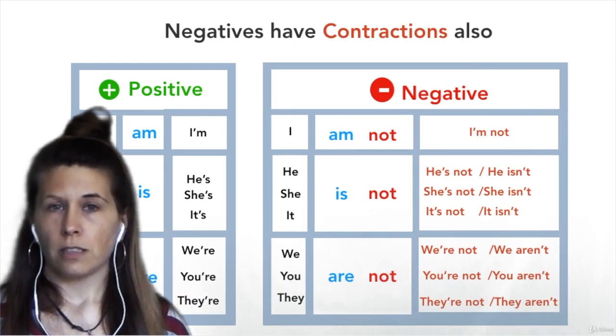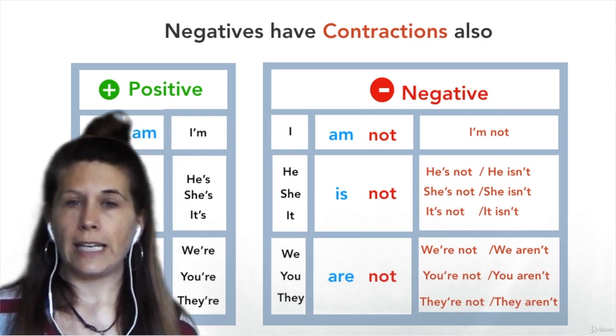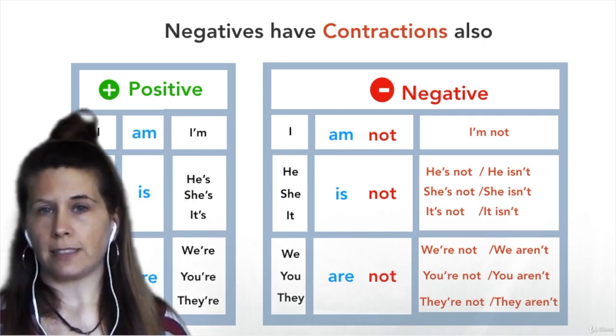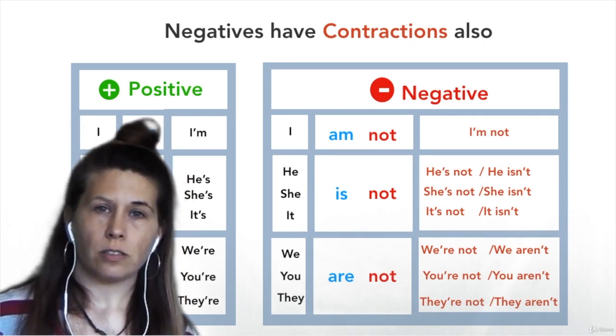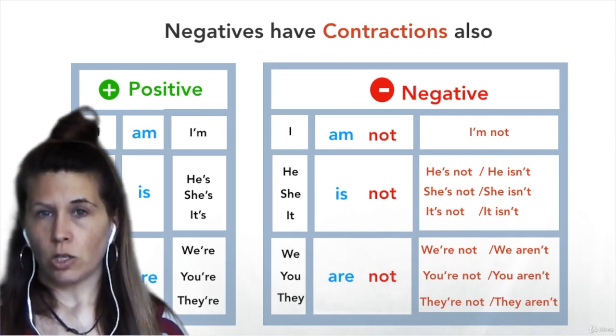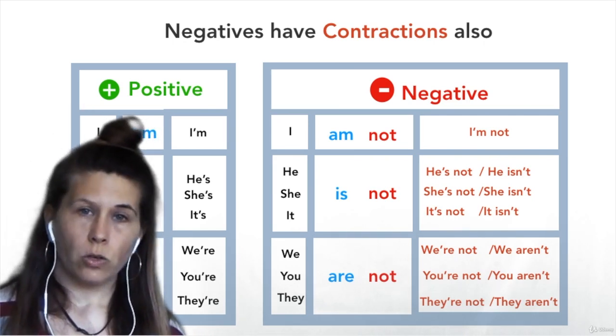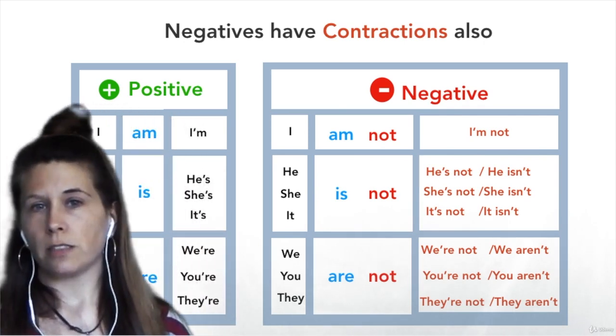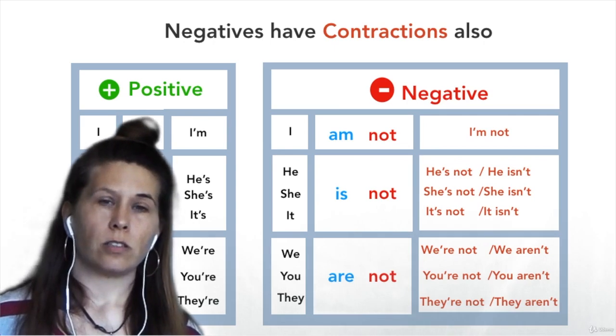I'm not, he's not, or he isn't. She's not, or she isn't. It's not, or it isn't. We're not, or we aren't. You're not, or you aren't. They're not, or they aren't. Both are correct. Remember, we use contractions for speech or informal writing. Do not use contractions in business settings.